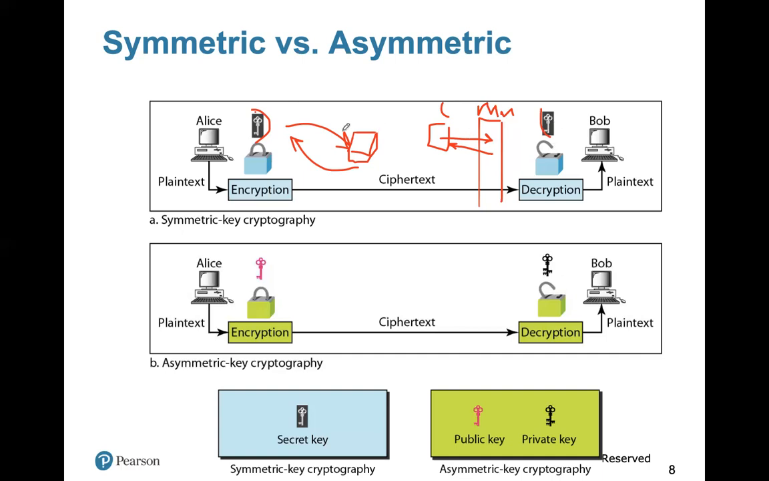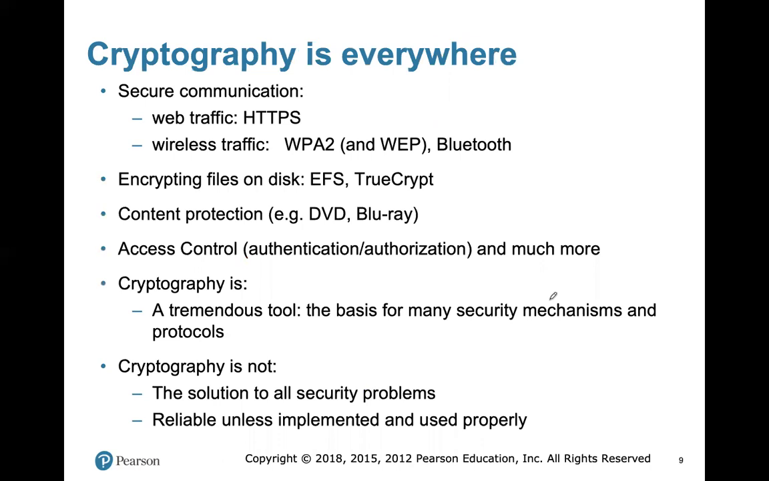Anyway, here we have one key in symmetric, and in asymmetric encryption or cryptography, as you see, we have two different keys. One is only good for locking, and the second one is good for, of course, locking and unlocking, which is here used for unlocking.